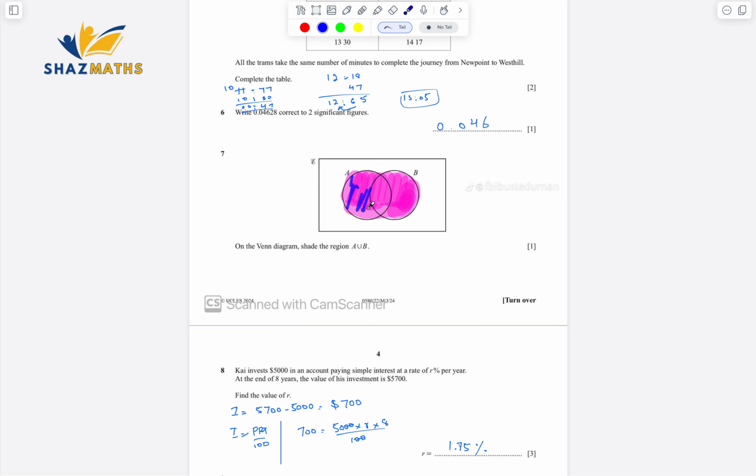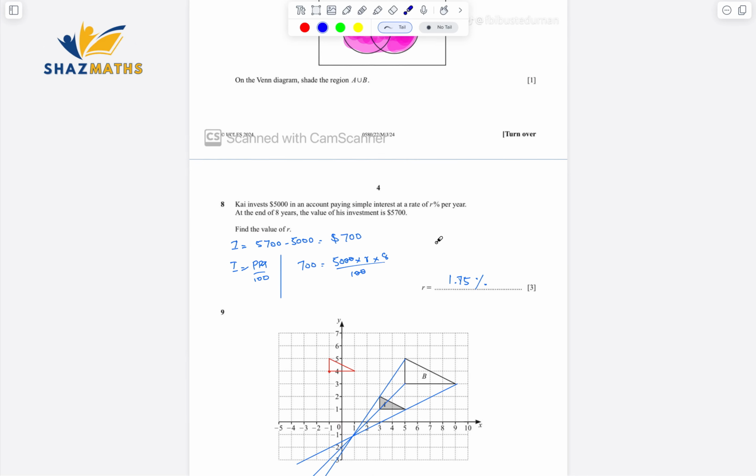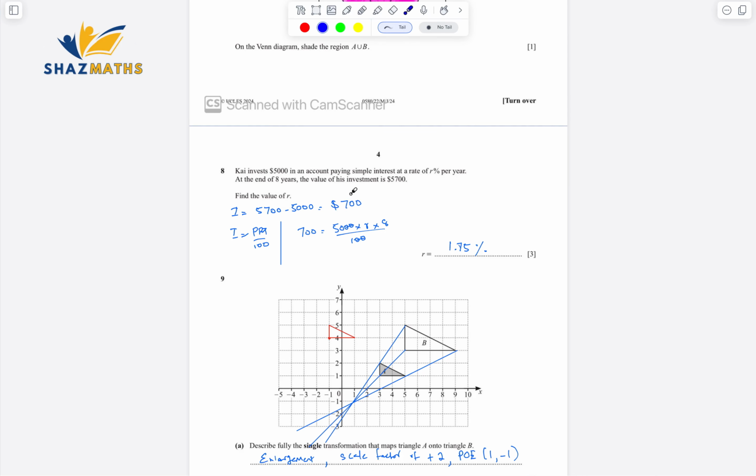Kai invests 5,000 in an account, paying simple interest at a rate of this much per year. At the end of 8 years, the value of his investment is $5,700. Find the value of R.